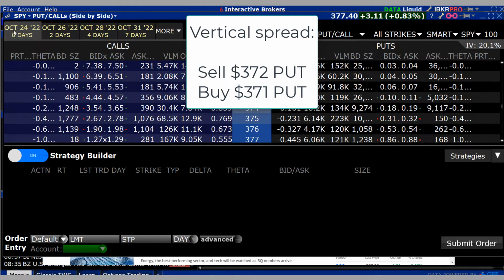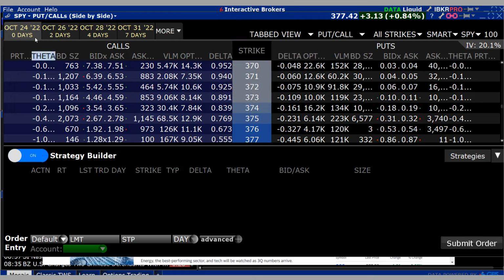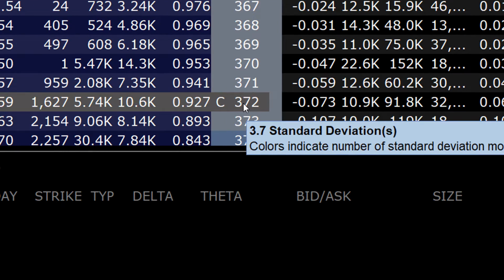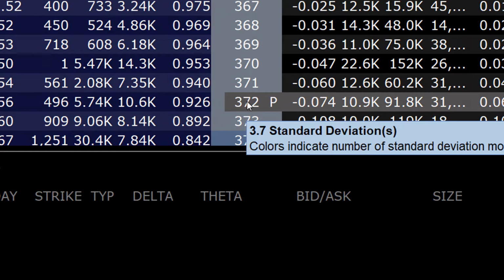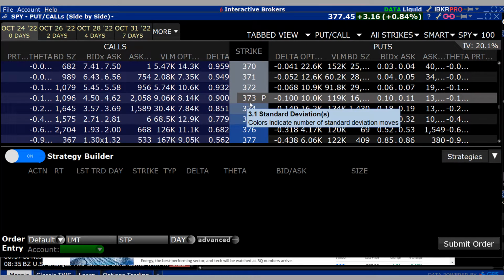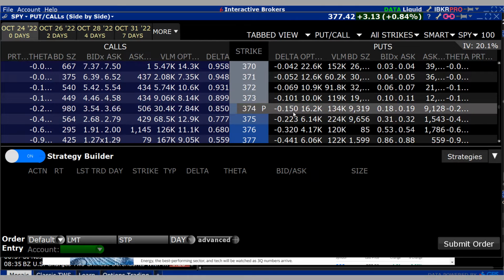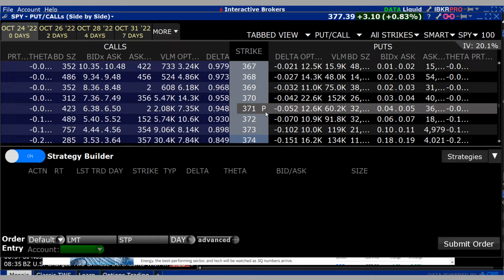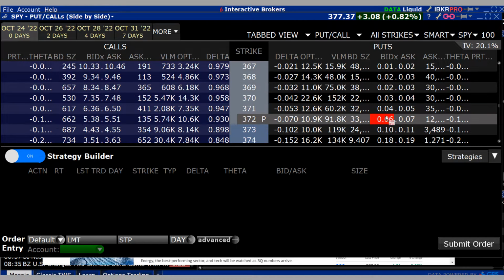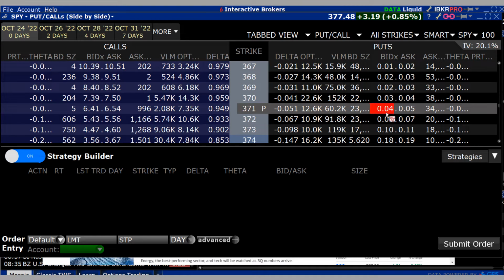So make sure I'm on the 0 days here, October 24th. If I hover my mouse over this, it tells me how many standard deviations. I typically like to go 3 or more. So 3.7 is good, 3 is basically right on the edge. 2.4 is too risky. I don't do that one. So 372 looks like that's 6 to 7 cents. And for the 371, that's 4 cents. So that's about a 1 or 2, let's say 2 cent difference between the two.